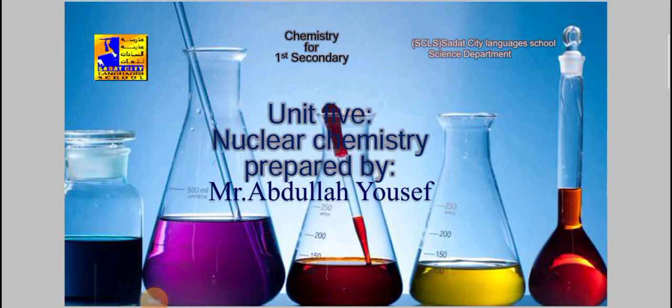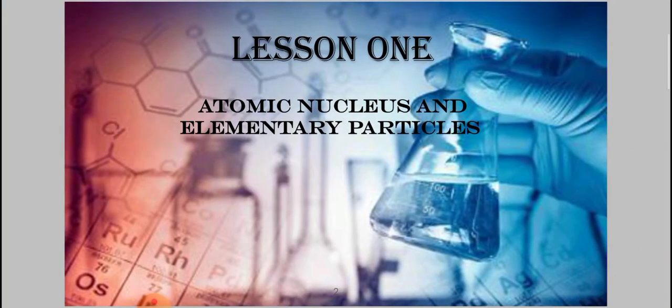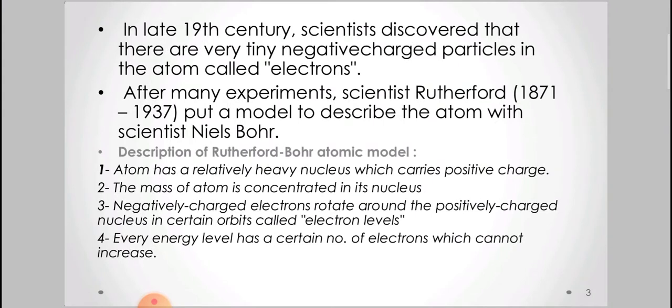It's time for nuclear chemistry. Lesson 1: atomic nucleus and elementary particles. In the late 19th century, scientists discovered that there are very tiny negatively charged particles in the atom called electrons.